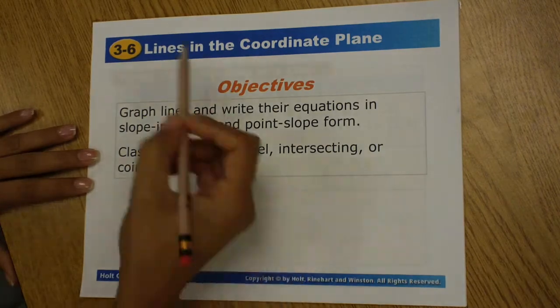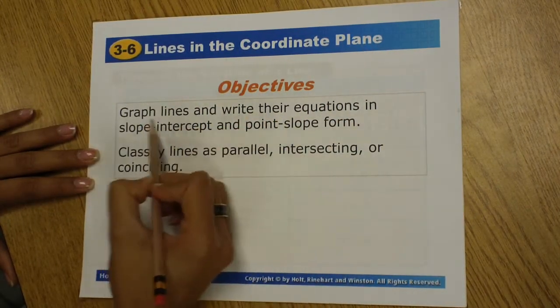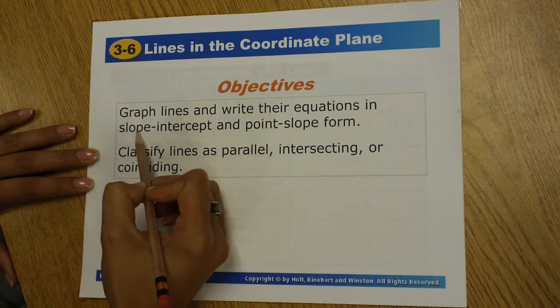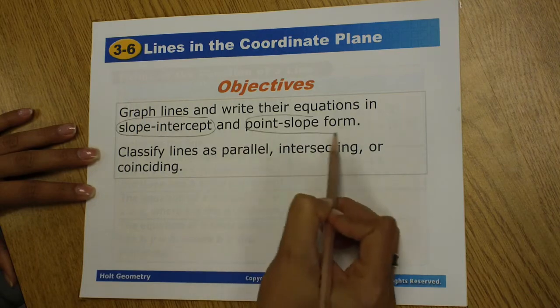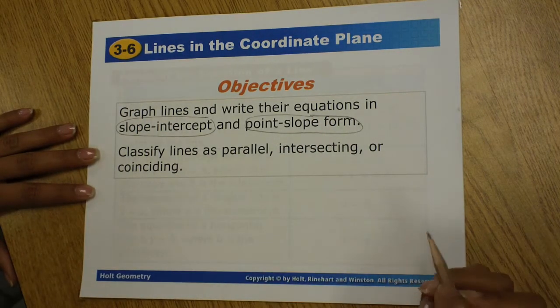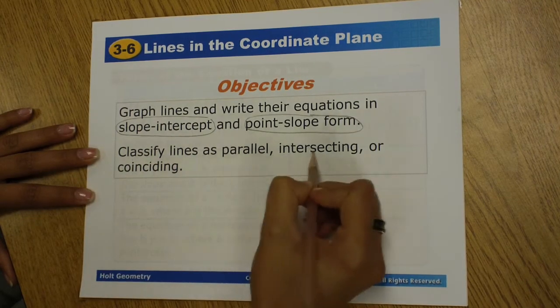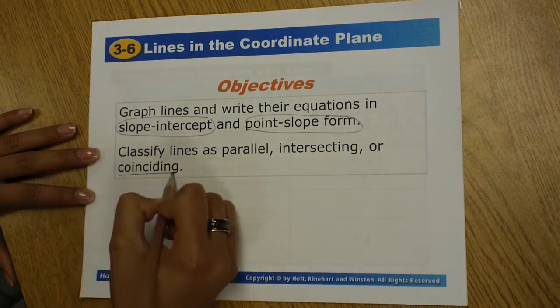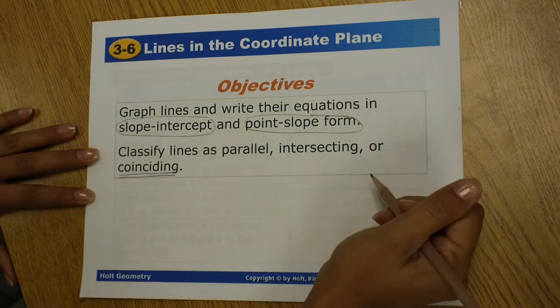So here we go. We're talking about 3-6 lines in the coordinate plane. Your objectives are to graph lines and write their equations in slope-intercept form and point-slope form. You guys learned this before, so it should be pretty easy. You're also going to be classifying lines as parallel, intersecting, or coinciding. And I think coinciding is the only new word for you there.